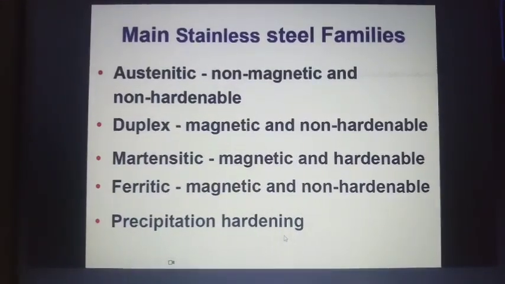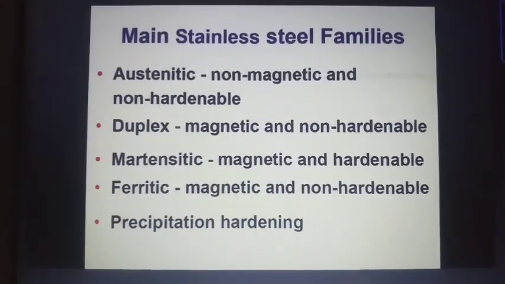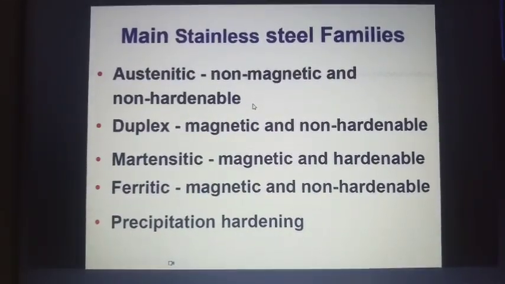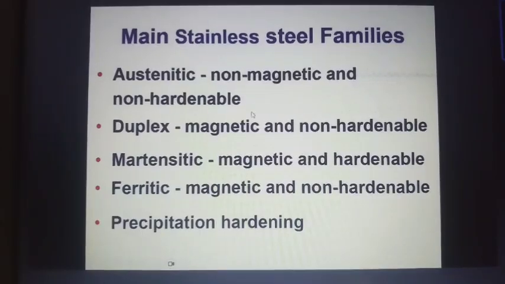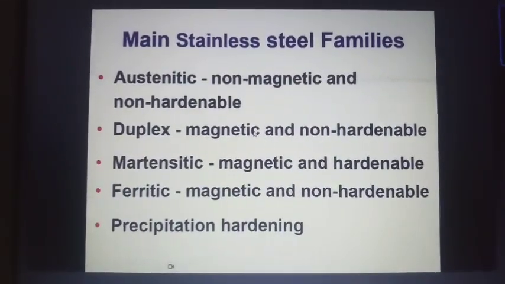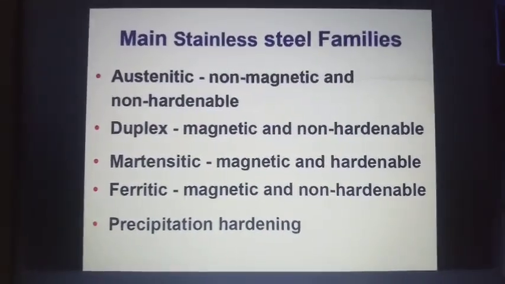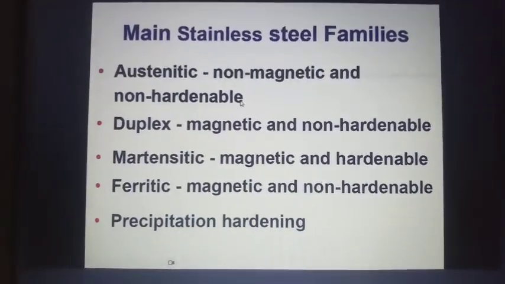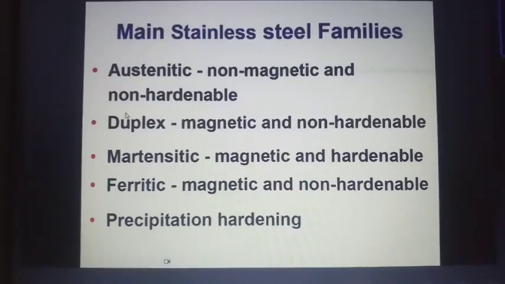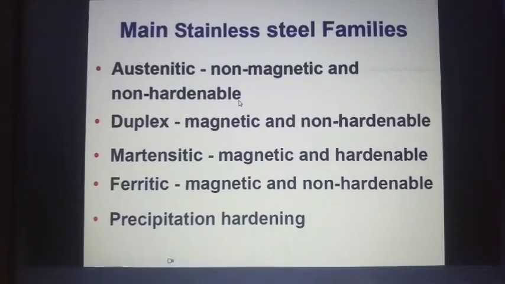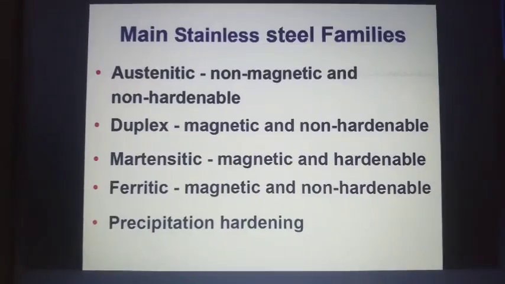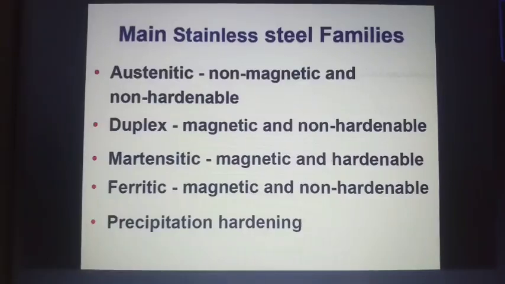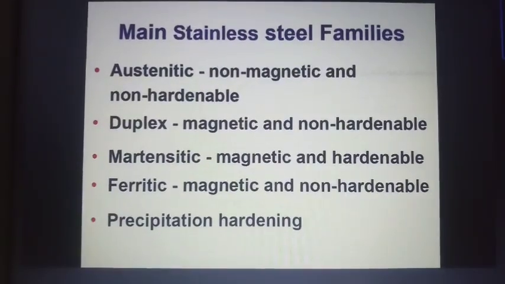So the main stainless steel families we have are austenitic stainless steel, which is non-magnetic. Non-magnetic means it is not magnetic; if you bring the magnet, it will not stick. And non-hardenable. Non-hardenable means you cannot harden by heat treatment. You can do a heat treatment and form martensite and then get a higher mechanical property, but we cannot do that with austenitic stainless steel.